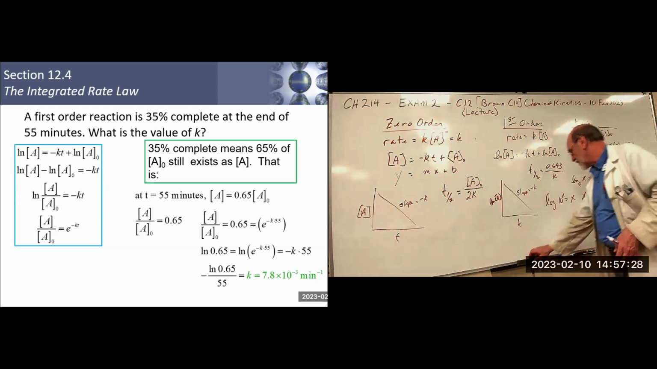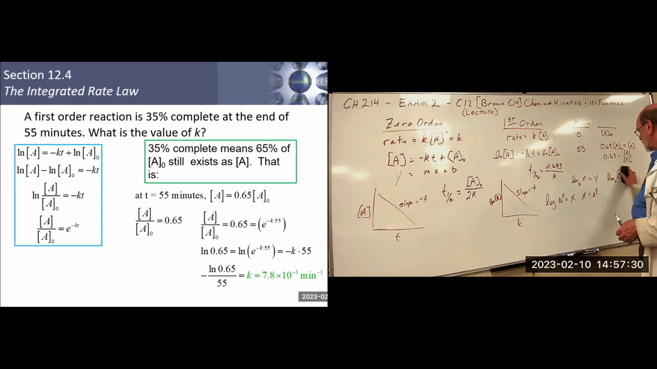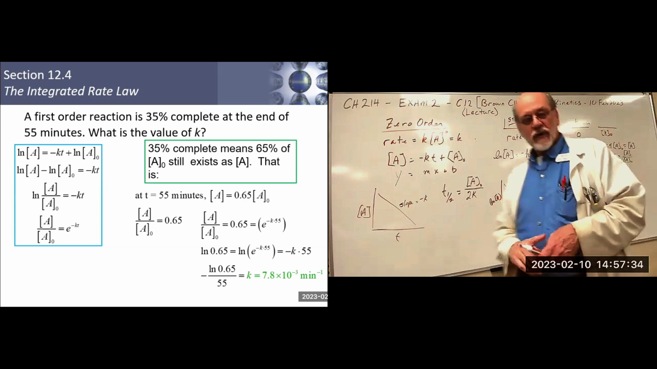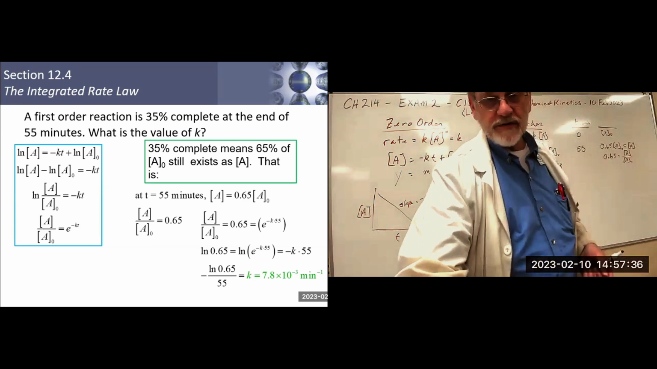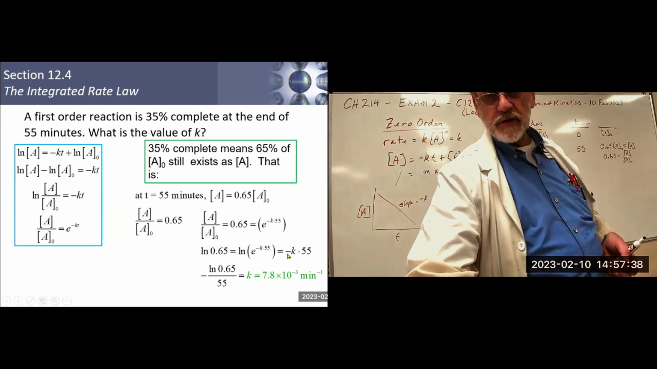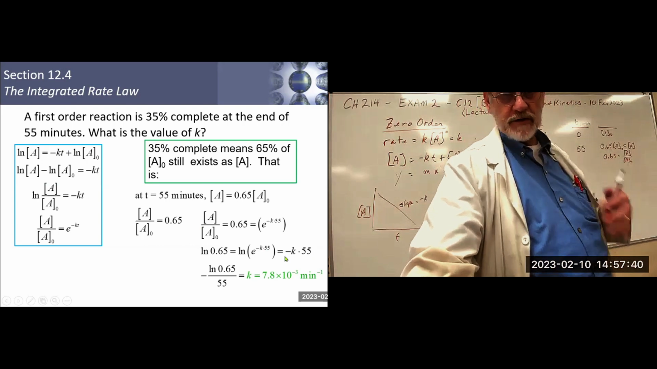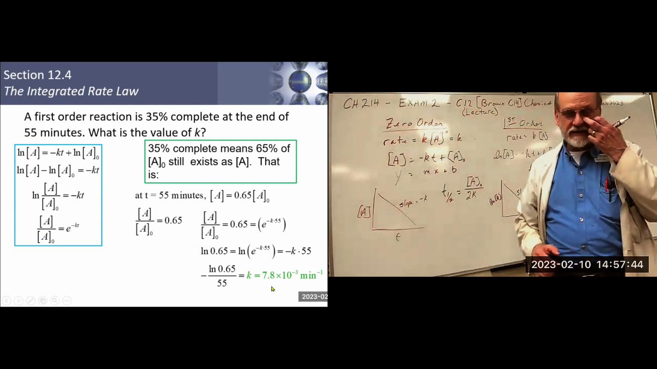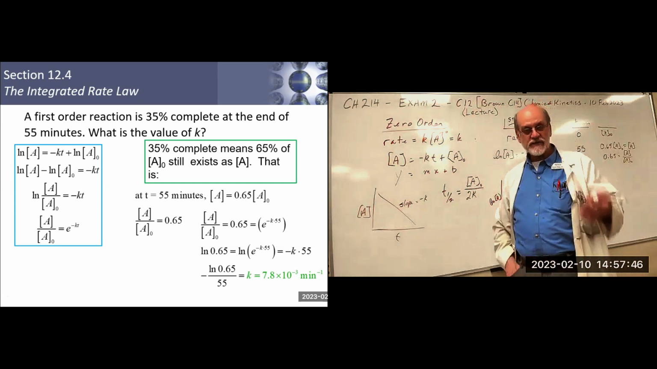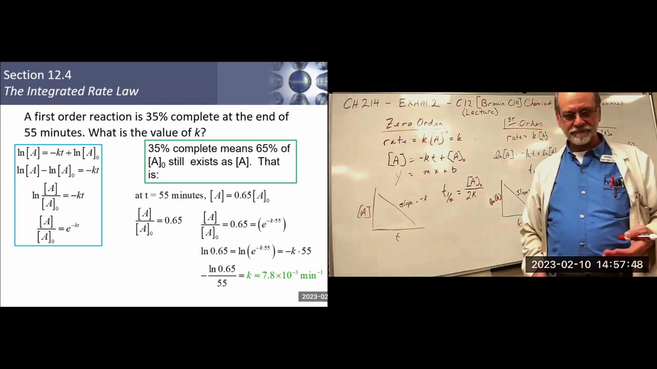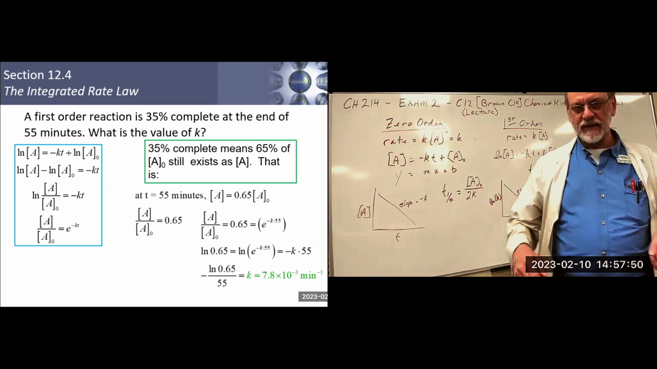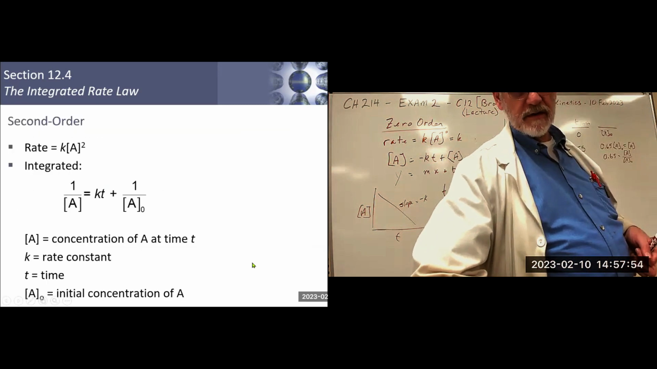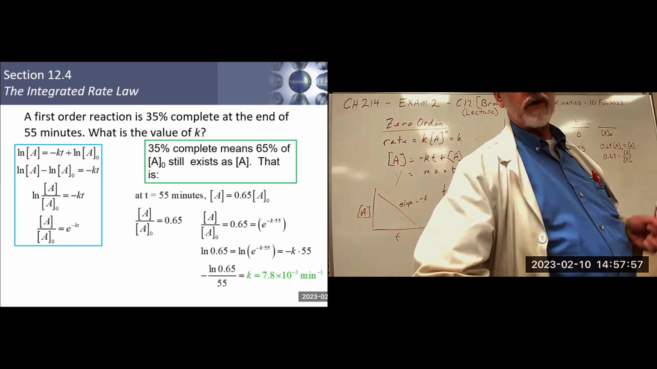Now we have the log of 0.65 is equal to minus k times 55, and we just solve for k. And k turns out to be 7.8 times 10 to the minus 3 reciprocal minutes. All right, so now we know what the k is. Does it want to know anything else? No, I just wanted to know what k was.